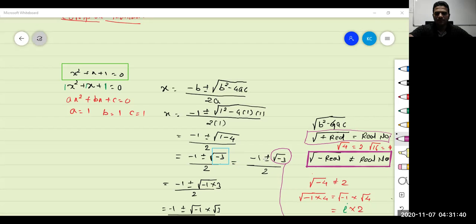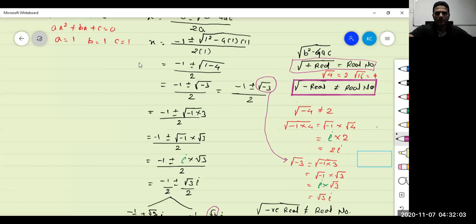Root of -3. But this is not a real number. Then how will we treat this form? That is the big challenge for the mathematicians. Every time we need not write root of -3, every time we need not write the root of -1.